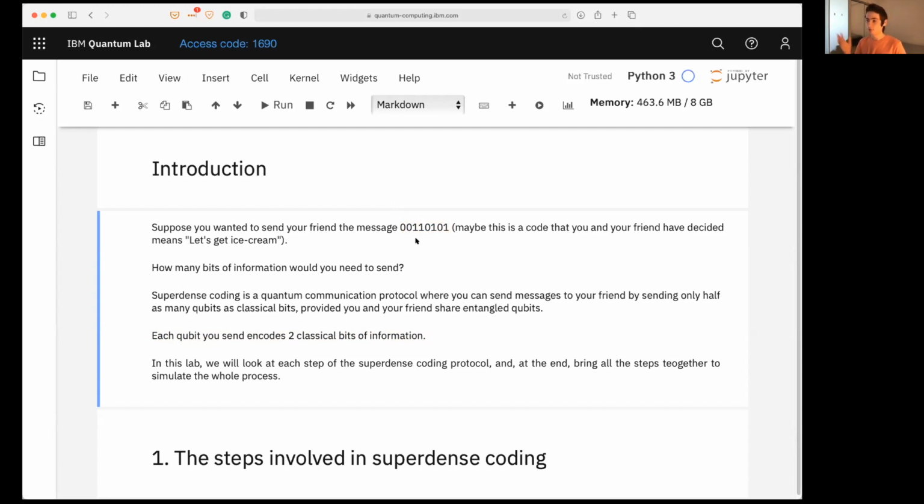It means that if you wanted to send a 1 gigabyte file to your friend, well, now you would only have to send sort of 500 mega qubits, right? You only have to send something that's half as large to get the same message across.